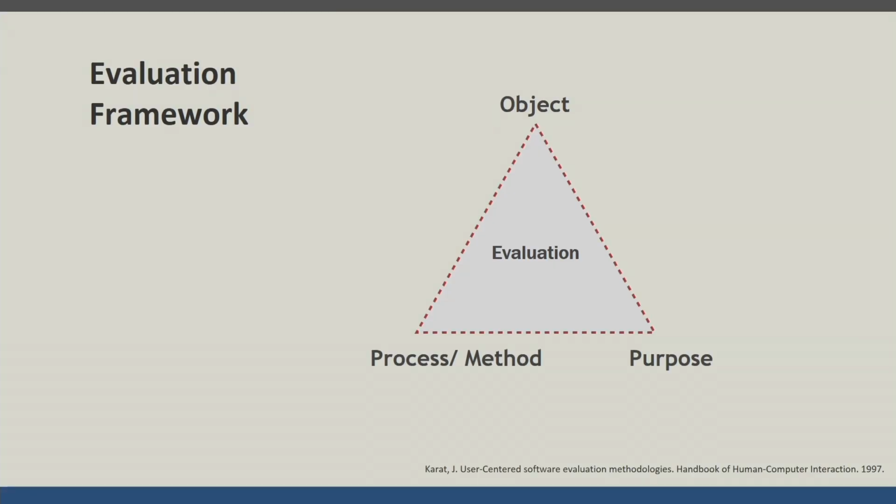So this purpose defines the kind of method you are going to be using for conducting the evaluation. If you have a purpose of a certain kind, you would use a method that gives you readings that fulfill that purpose. While if you have a purpose of a different kind, you may altogether be using a different method for the evaluation. So to begin with, keep in mind that for any evaluation to happen, we need three things. First one being the object, second one being the process or the method which is deployed to evaluate that object, and the third one is the purpose behind the evaluation.